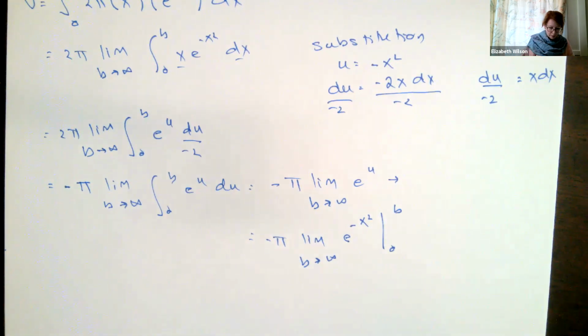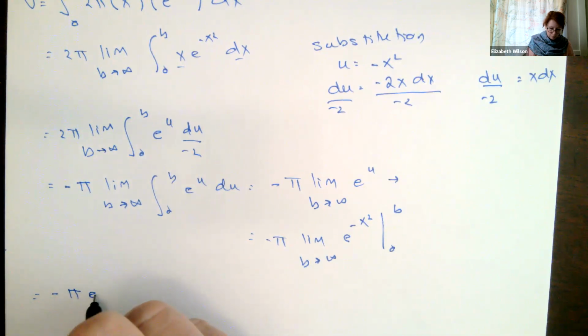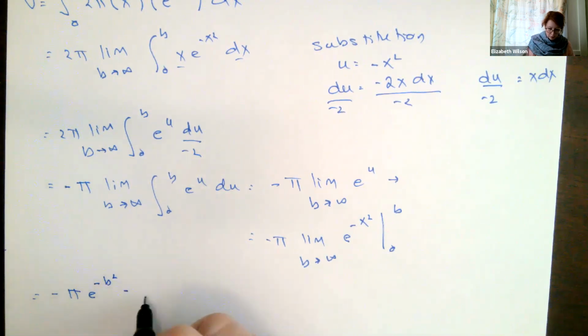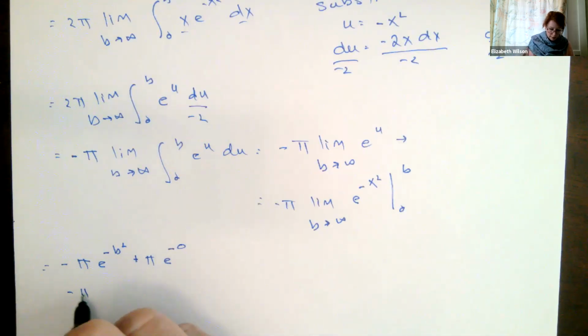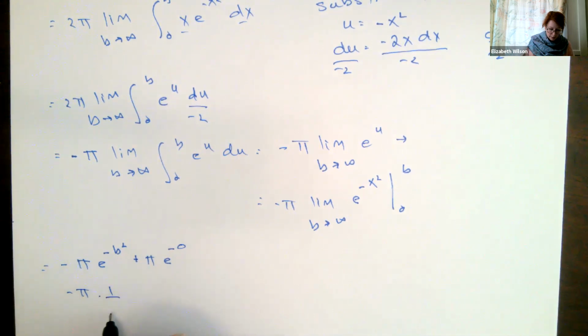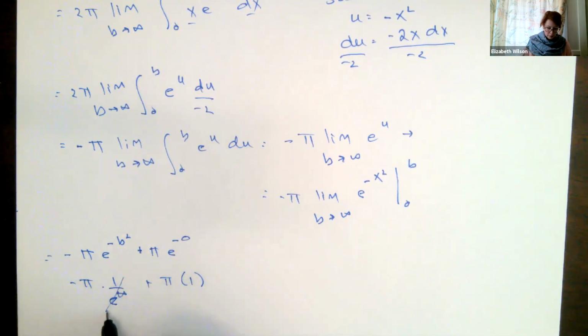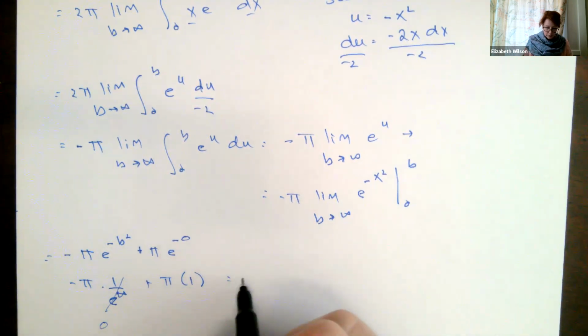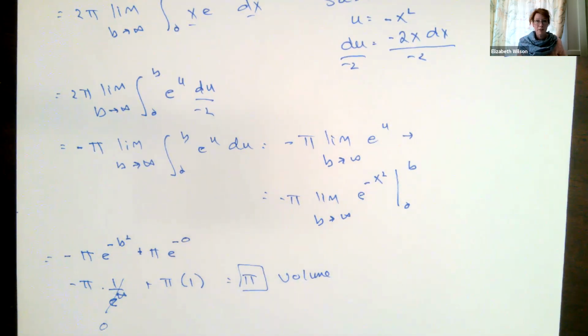Okay, so let's go ahead and evaluate that. That's going to be minus pi times e to the minus b squared minus a minus pi e to the minus 0. So this is actually minus pi times 1 over e to the infinity plus pi times 1. This right here goes to 0. So this volume equals pi. You wouldn't have thought, right? We had to work through all the math to see.